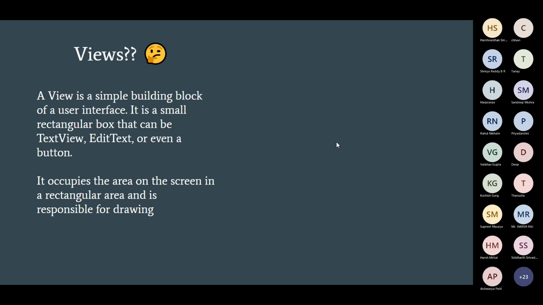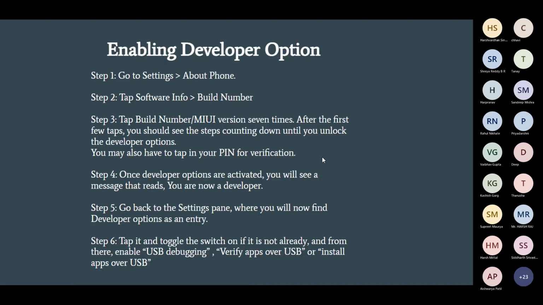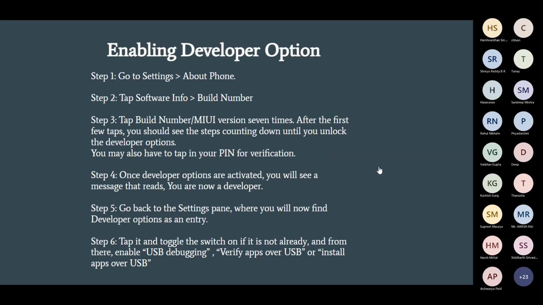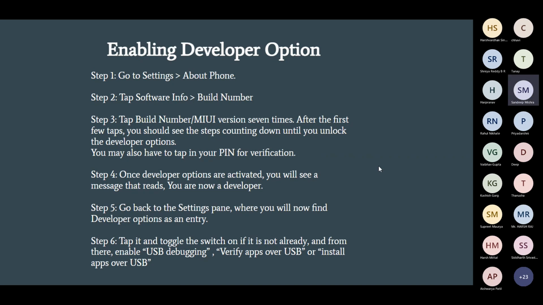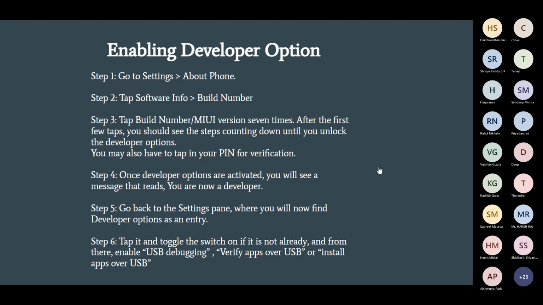I enabled USB debugging, but install debugging is not available. What can I do? There will be one option, either verify apps over USB or install apps over USB. Just enable that. It depends from mobile to mobile. Some mobiles have verify apps and some have install apps. Just enable both of them.